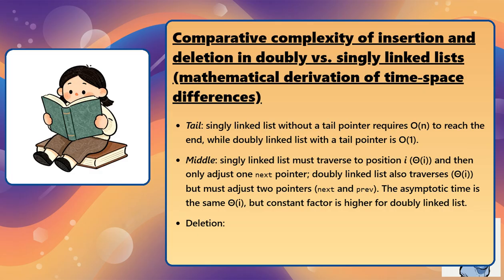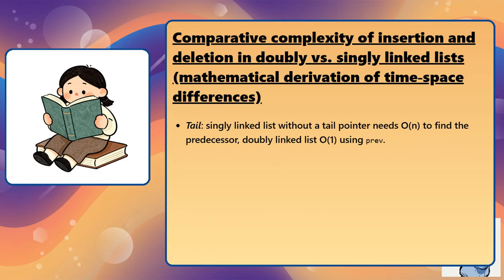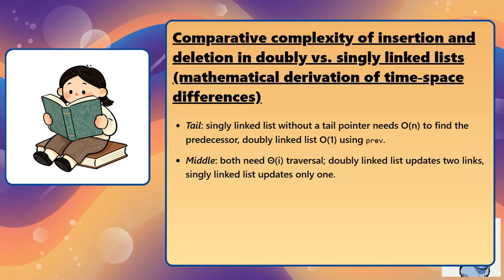Deletion: head: O(1) for both. Tail: singly linked list without a tail pointer needs O(n) to find the predecessor. Doubly linked list: O(1) using previous. Middle: both need Θ(i) traversal. Doubly linked list updates 2 links, singly linked list updates only 1.